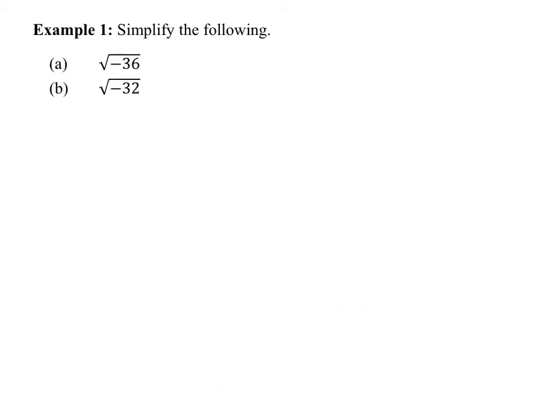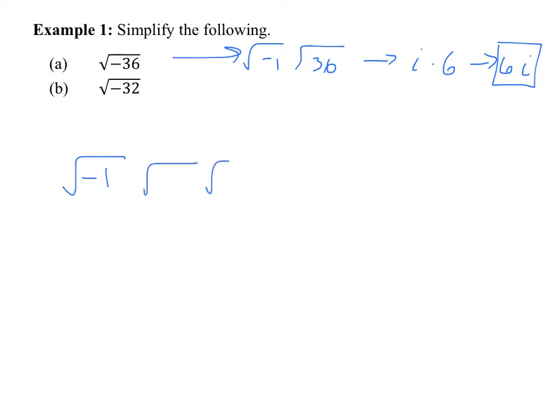All right, so let's take a look at some. So example A, everybody should be able to do this. Quick as anything. Break up into -1 and 36, which is just 6i. Okay, part A is definitely 6i. How about part B? What would you break up 32 into? I agree. Okay, does that make sense?